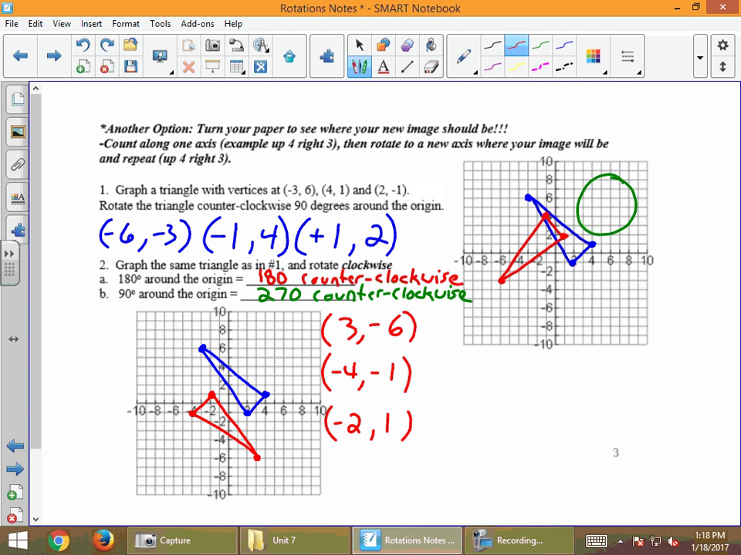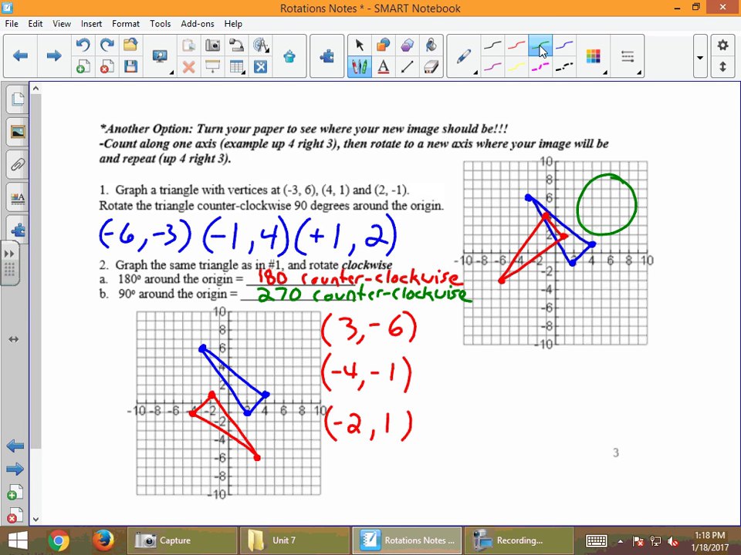Now, let's do a rotation of 270. Or, excuse me, let's do 90 degrees clockwise. That's really the same thing as 270 counterclockwise. So we're going back to those same points. Here's what we recommend doing with these same points for 270 degrees. Write down the points. They're already there for you.